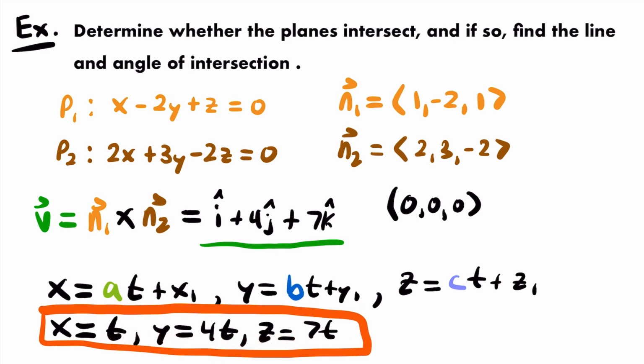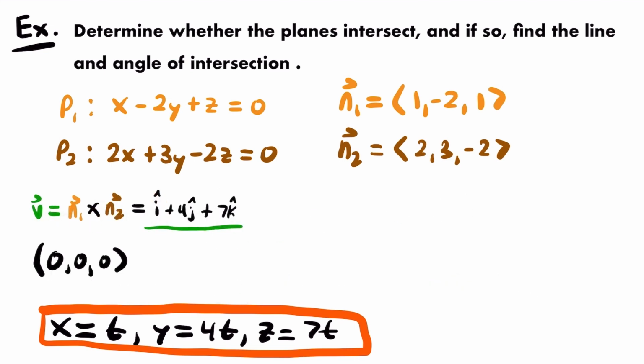And so now we're almost done with this example. One more thing that we want to find is the angle of intersection here, which, as we discussed earlier, the angle between two planes is the same as the angle between their normal vectors. So we just have to find the angle between these two normal vectors. All right, so let's do that. Let's set up the formula for finding the angle between these two vectors. We're going to have cosine of the angle, which is theta, is equal to the absolute value of the dot product between these two normal vectors.